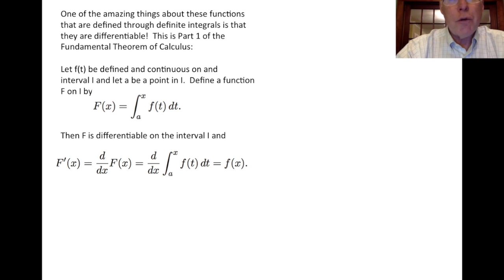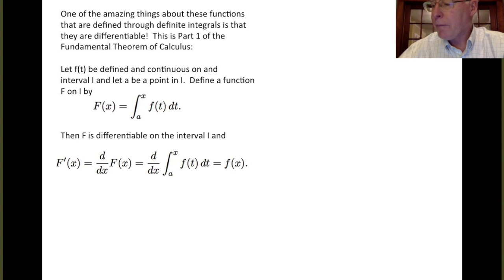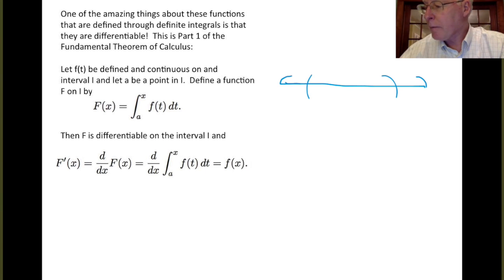Now, one of the truly amazing things about these functions that are defined as integrals is that they turn out to be differentiable. And this is part 1 of the fundamental theorem of calculus. And here's that theorem stated. So we're going to state it for continuous functions. So let's let little f of t be defined and continuous on an interval I. Let a be a point in this interval. So we have just a function defined on some interval I. And a is some point in here.